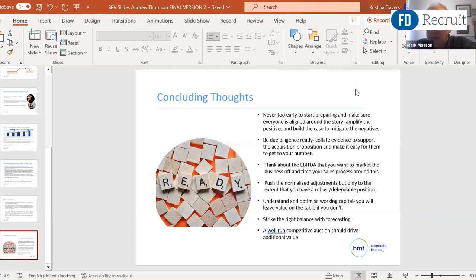Thanks very much, Stephen, for that. And Andrew, there's a question in the chat box from Lack. I don't know if you can see that. I can't see the chat box, no. Oh, okay. So I'll read out the question. Lack has asked, how often do you see consideration based on GP rather than EBITDA multiple?